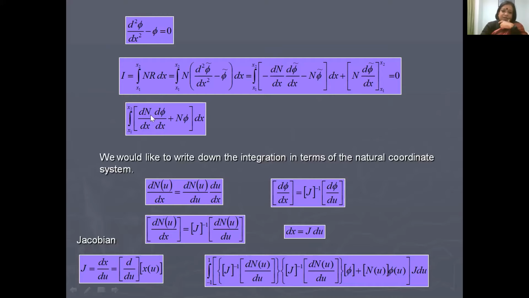So we have to evaluate dn dx. So dn dx is equal to dn du into du dx. So I can write, now if d phi dx is equal to j inverse d phi du, I can write dn dx is equal to j inverse dn du. So whether it is the differentiation of n or the differentiation of phi, when you are differentiating with respect to x, you need to multiply the differential with respect to u with the inverse of the Jacobian matrix. What is the Jacobian matrix? The Jacobian matrix is J equal to dx du, which is d/du of x(u).